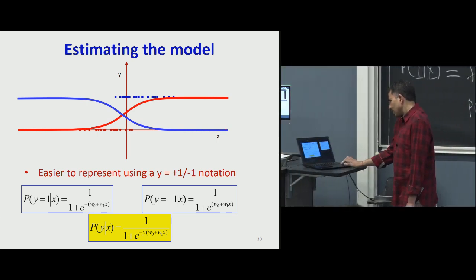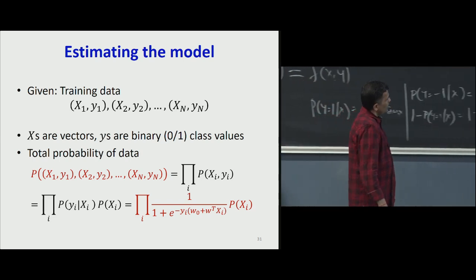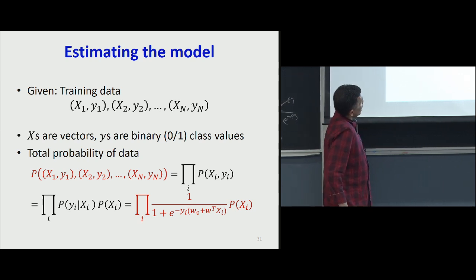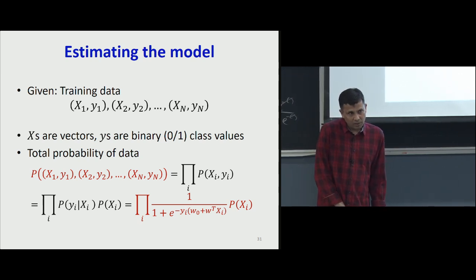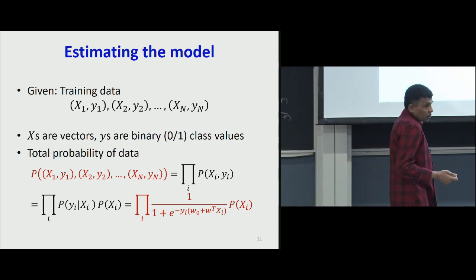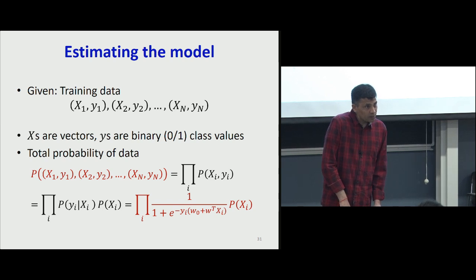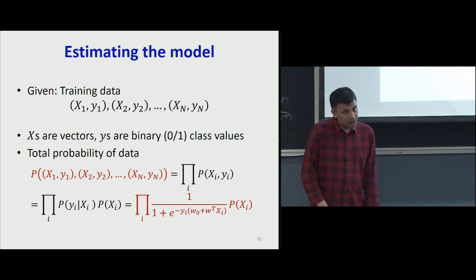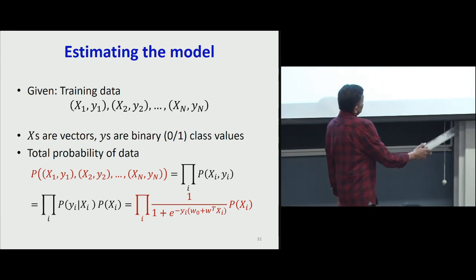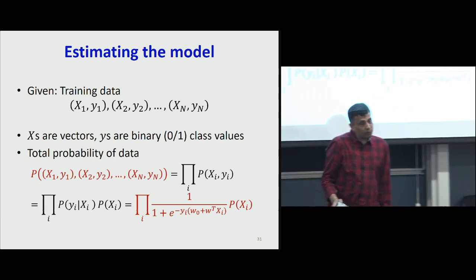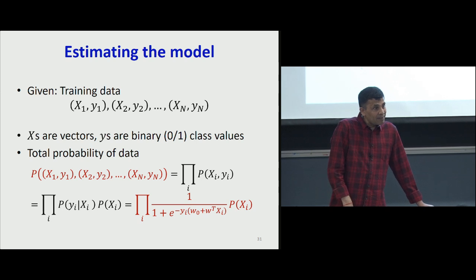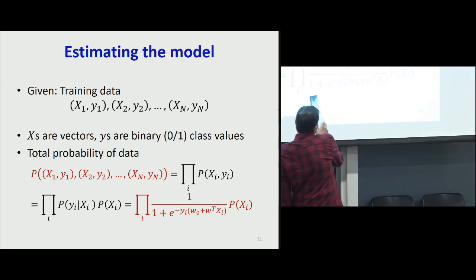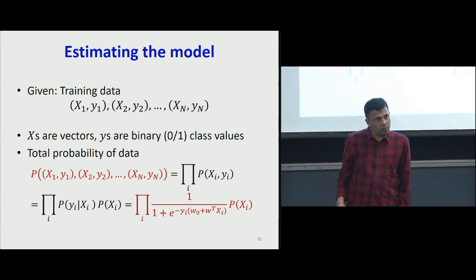And now, the actual training problem looks like this. You're given a collection of training instances, and you want to estimate the parameters of the function. Now, I can look at the total probability of all of my training data. If I assume that all of my training instances are independent, then that's just the joint probability of all of my training instances, which is the product of the probabilities of all of the training instances. For each one, I have the probability of x and y, which I can separate out as the probability of x times the probability of y given x using the formula we had earlier.